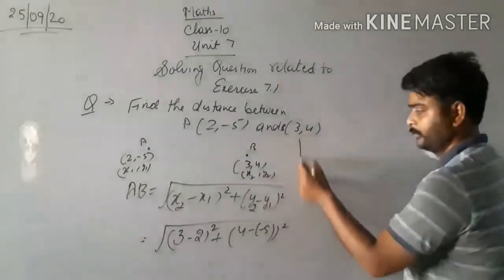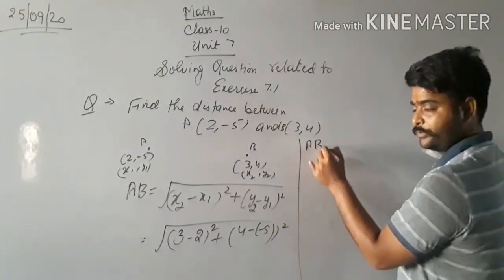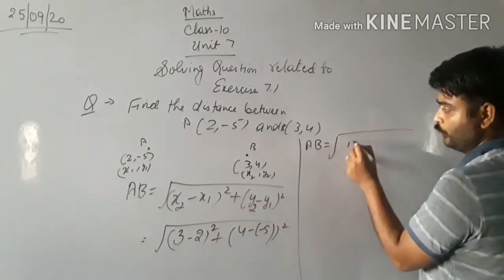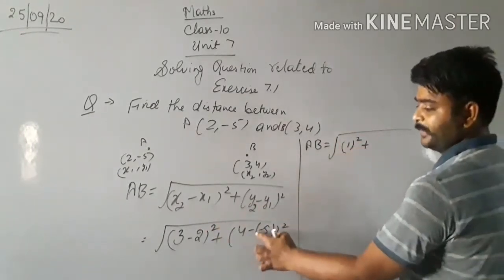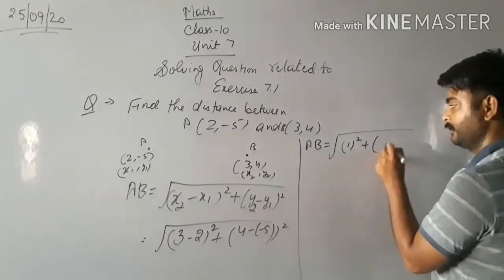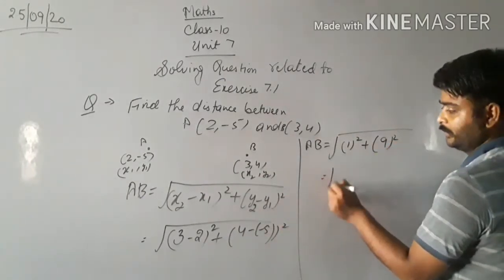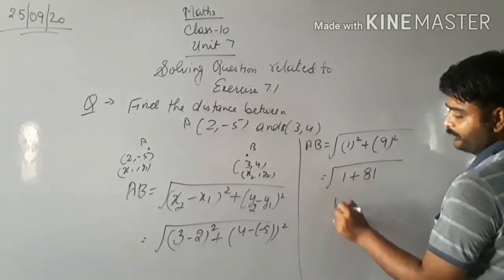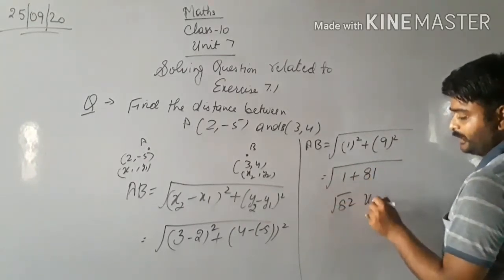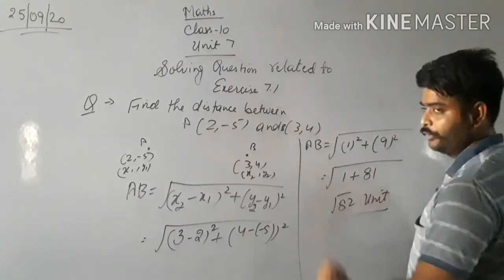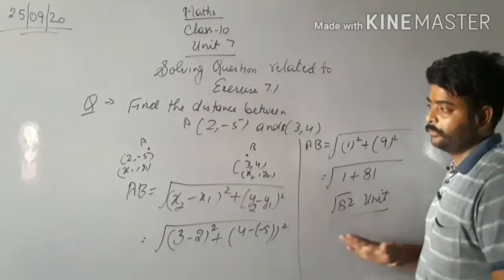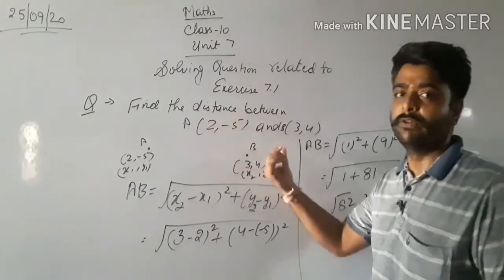Okay, class? Now, AB equals (3 minus 2) is 1 square, plus (4 plus 5) is 9 whole square. So, 1 square is 1, square of 9 is 81. So, it's root of 82. So, class, the unit is just 'unit' because we don't know whether it is meter, centimeter or whatsoever. So, class, this is all about the distance formula for two given points.